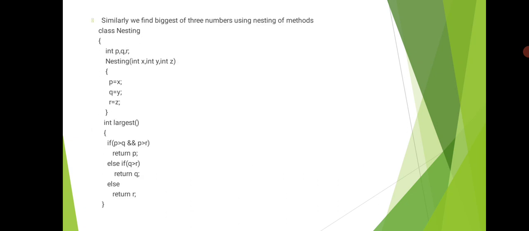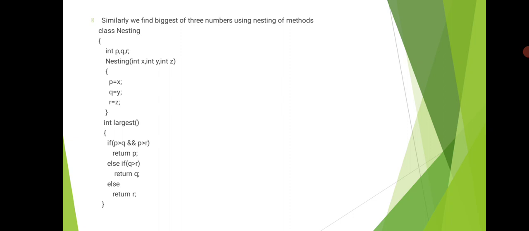So next, another example we can write using nesting of methods. This example can be asked in the exam. So better you learn this program, that is biggest of three numbers, or they can ask biggest of two numbers, or they will ask to explain nesting of member methods. So write the concept of nesting of member methods with one example. Okay, any example you can give, but if they ask for a particular program, then that program should be written.